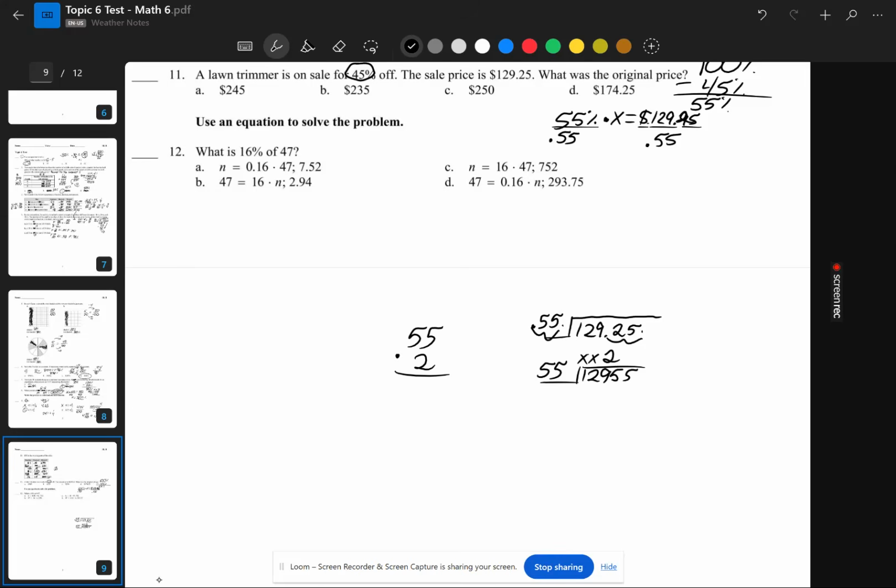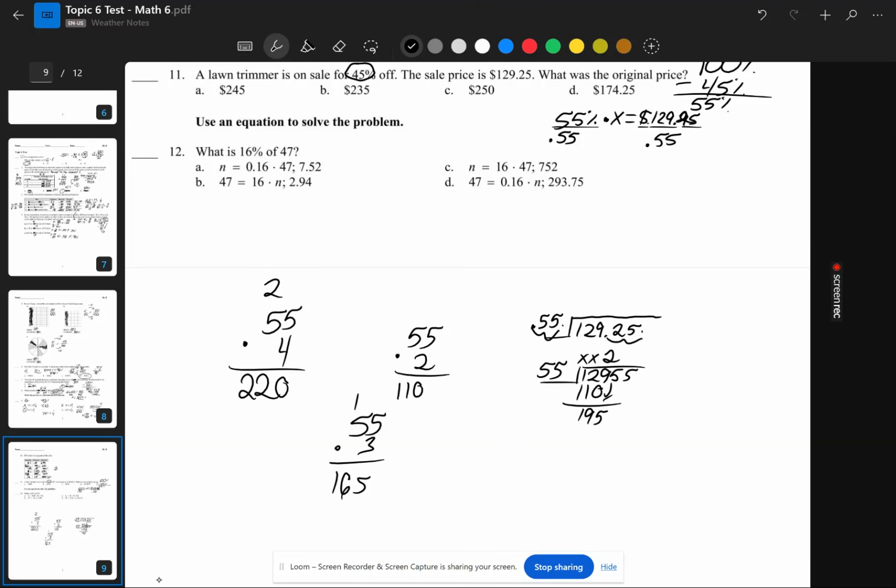55 times 2 is 110. So 110, this gets me 19. I bring down my 5. 55, let's try 4. This is going to get me 220, so that's not quite right. So I could try 3. So 55 times 3 is going to get me 165. That's about as close as I'm going to get.